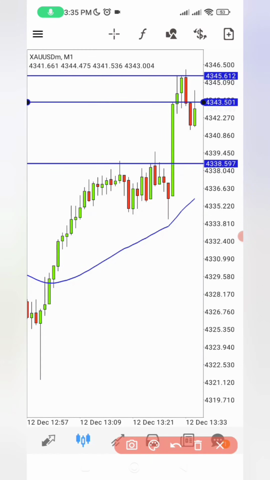But now you also have a new high. We have new highs right here. So if the market goes above here, we also look for a buy trade.